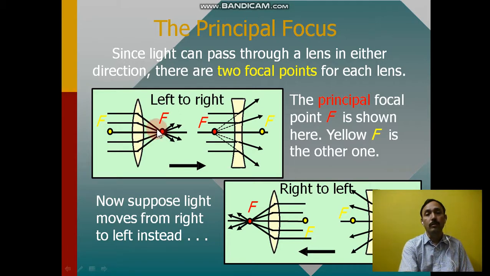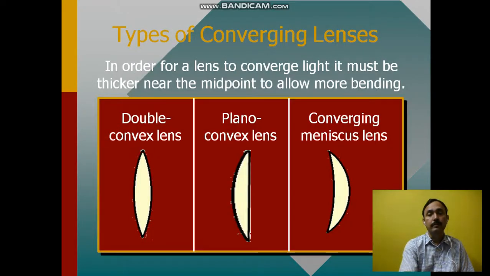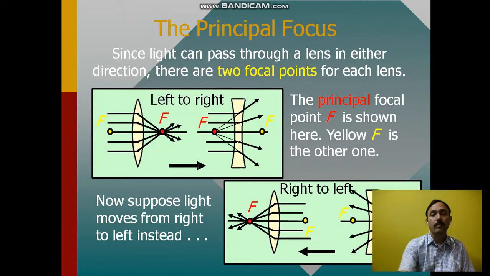So again there is another focus, the yellow one. This is the secondary focus. If light is coming from this direction, it will meet here after refraction. So for this end of the lens, this is the primary focus or principal focus. For this lens, this is the secondary focus.